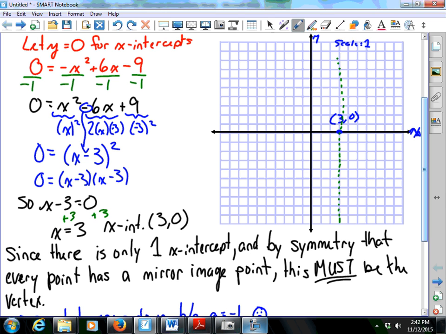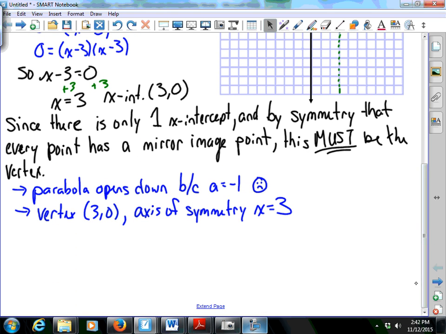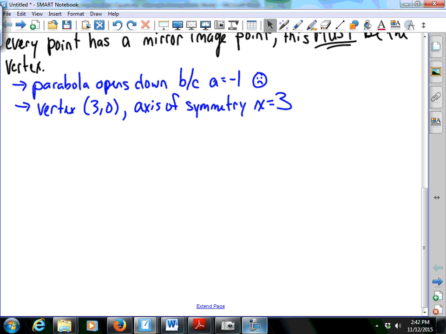Okay. So now I need to find other points on my parabola. Points that are close to the vertex, to make my life easy. So if you think about the mirror being at 3, don't go too far from the mirror.